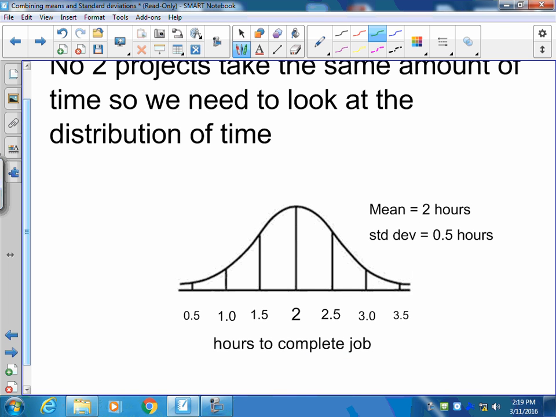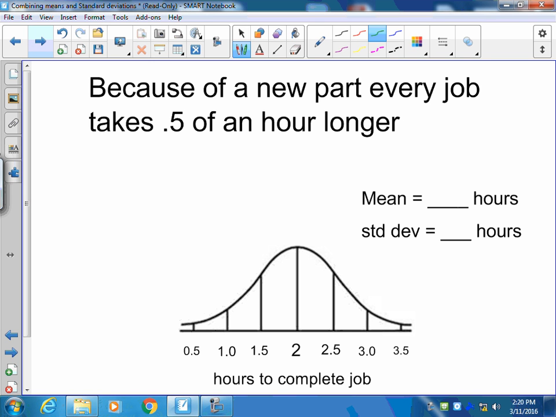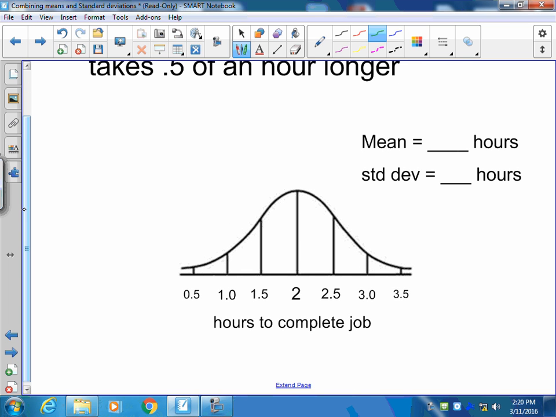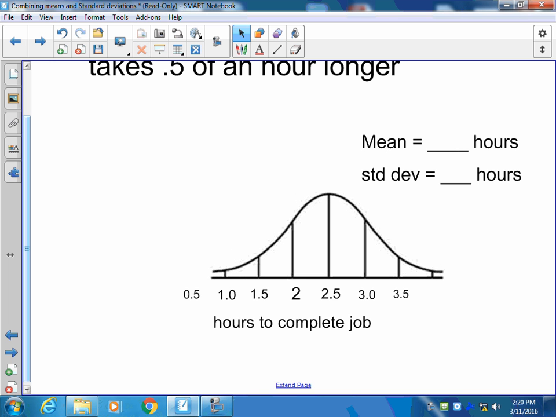If we look at this one, we've got our mean value of 2, standard deviation of a half hour going in either direction. So now, what happens if there's a new part involved? That new part takes 0.5 of an hour longer. What's going to happen to this distribution? We know the job is going to take 0.5 of an hour longer because of the introduction of this part, so the distribution is going to have to move up to match that time-wise.